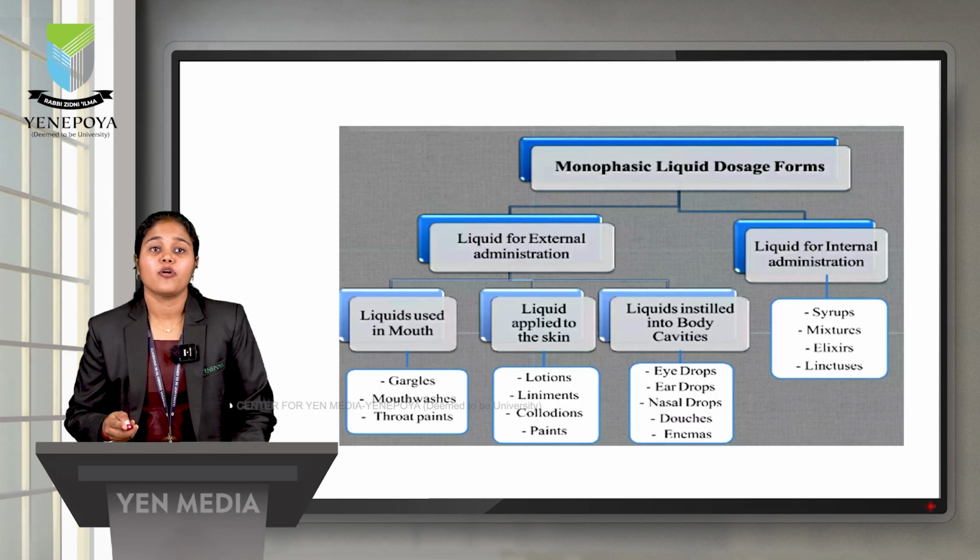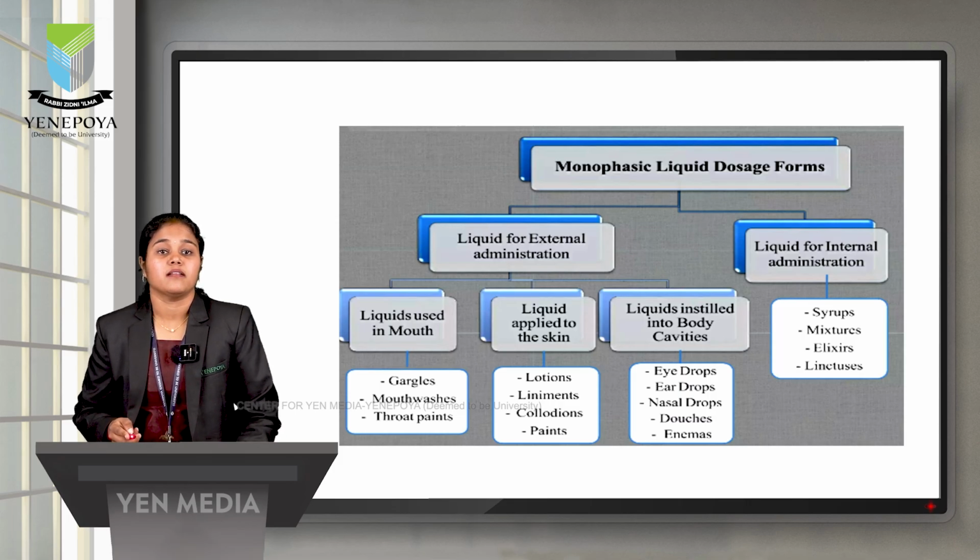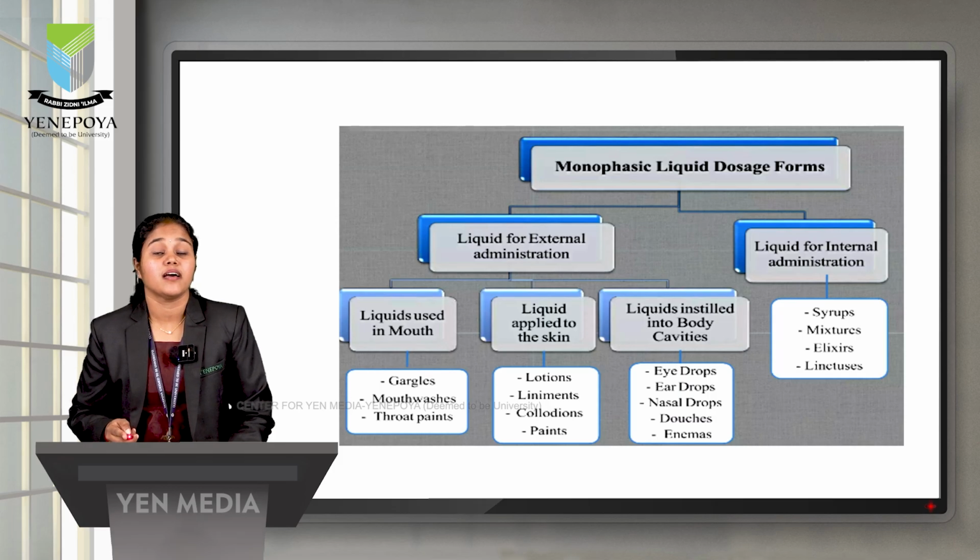So, liquids for external administration. What is the liquid for external administration? Liquids used in the mouth. You know that gargles and mouthwashes we use, those are all examples of liquid dosage form. Under that it is a monophasic liquid dosage form, under that it is liquids for external administration. Liquid applied to the skin can be lotions, liniments, collodions. These are all examples of liquid applied to the skin.